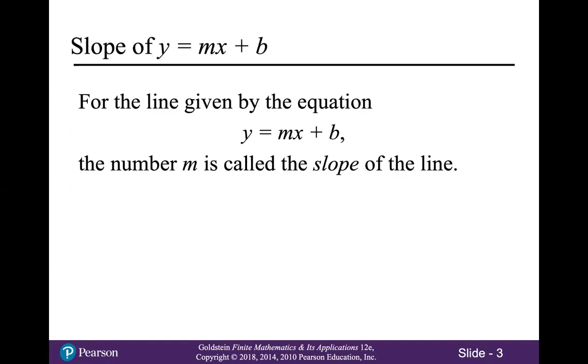All right, so as you probably know, for the line given by the equation y equals mx plus b, the number m is the slope of the line.